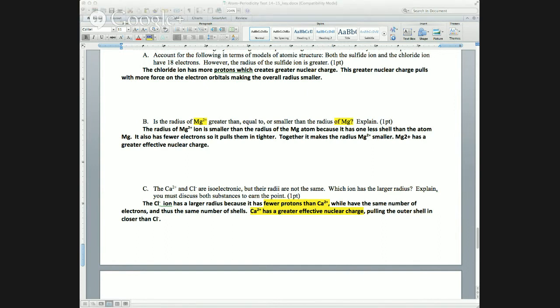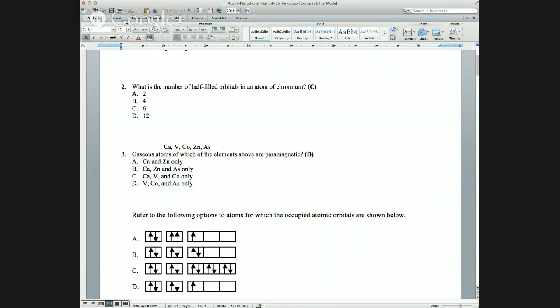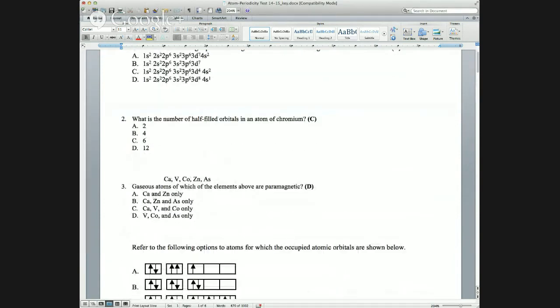Jordan Noble is asking a question about multiple choice number 2. So, what is the number of half-filled orbitals in an atom of chromium? Oh, this one's a fun one. You probably don't remember that copper and chromium are exceptions on our electron configuration. So, go to the next page and get that going.